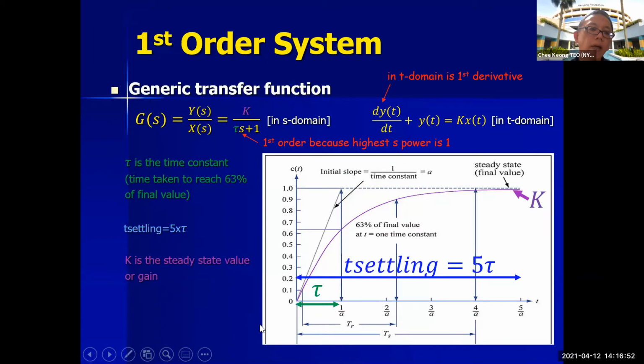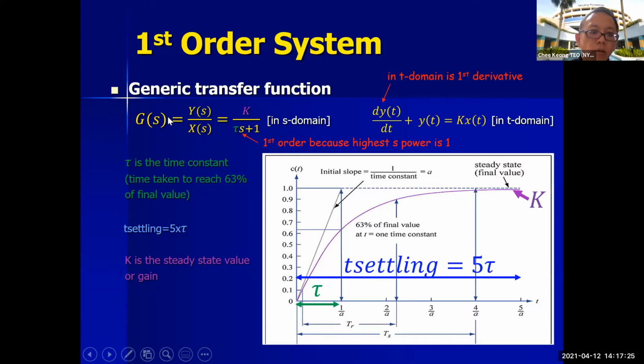Okay, now let's go through roughly what is meant by a first order system. A first order system, in the time domain, is the first derivative of y of t, plus y of t, with a k times x of t in the time domain. Now, if you take a Laplace transform into the frequency domain and rearrange the expression, you would get Y of s over X of s, where Y of s is y of t in the Laplace domain and X of s is x of t in the Laplace domain.